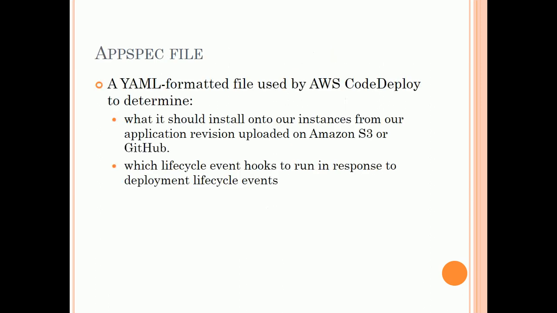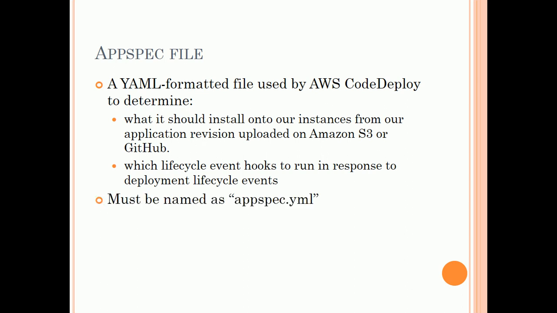AppSpec file. The AppSpec file is a YAML formatted file used by AWS Code Deploy to determine what it should install onto our EC2 instances from our application revision which was uploaded on Amazon S3 or GitHub, and which lifecycle event hooks to run in response to deployment lifecycle events. That we will see in the next slide.